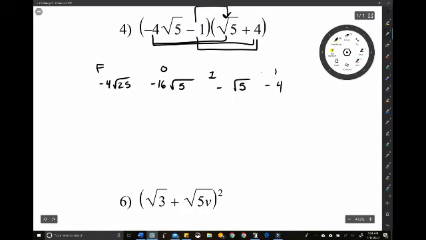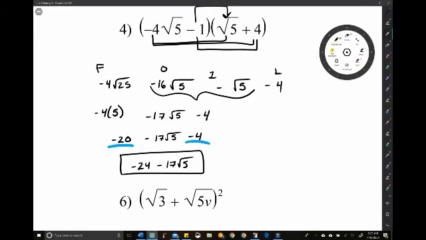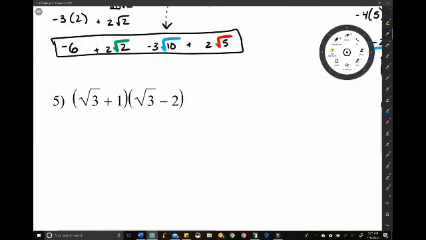Let's see what happens here. Well, square root of 25 is 5, so it's negative 4 times 5. Negative 16 roots of 5. Hey, these can combine. So actually negative 17 roots of 5. And minus 4. So I have negative 20 minus 17 roots of 5 minus 4. Almost there. That's a fantastic job, but notice, negative 20 and negative 4, they are similar. So negative 24 minus 17 roots of 5. Nicely done.